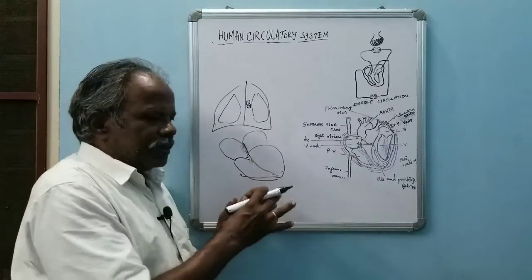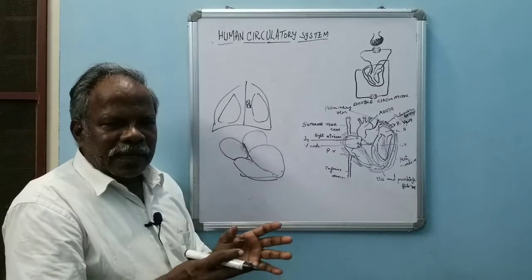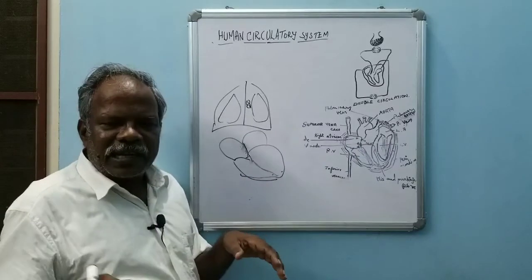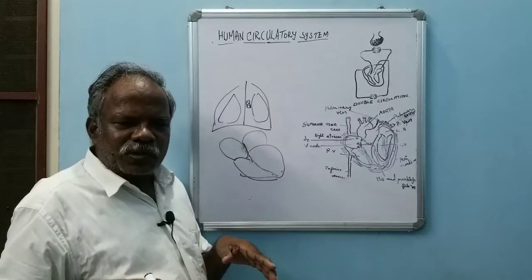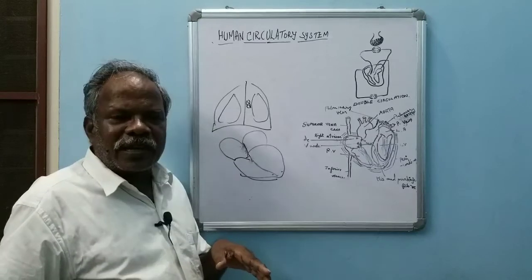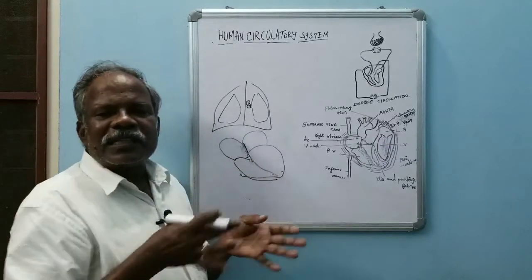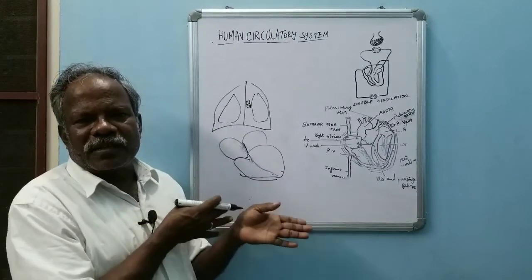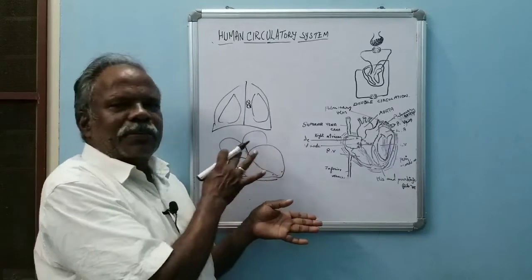So the septum is like, if a room is there and you want to divide it into two, we may build a brick wall. Similarly here it is known as the muscular septum or the muscular wall. So totally there are four chambers in the heart.